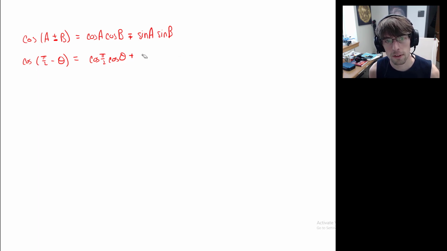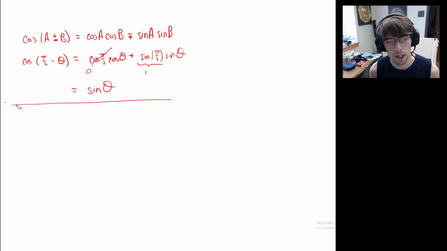So I have plus sine of pi over 2 sine of theta. And you say, well, cosine is 0. Sine of pi over 2 is 1. And so I end up with the sine of theta. Now, we could have geometried that out if we had gone a little bit differently, but I think that that's always a good review.